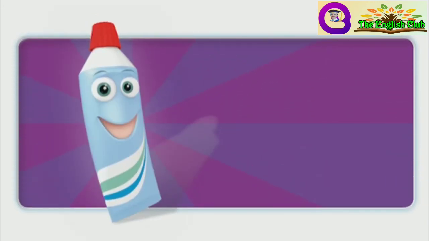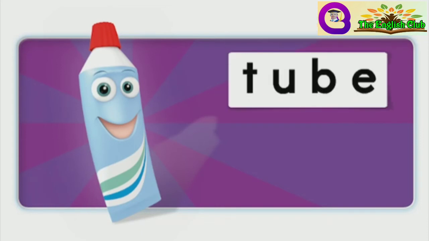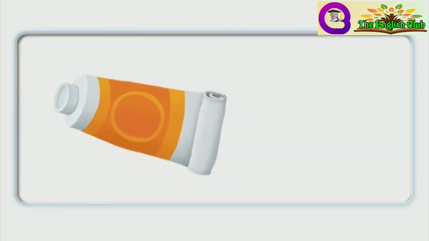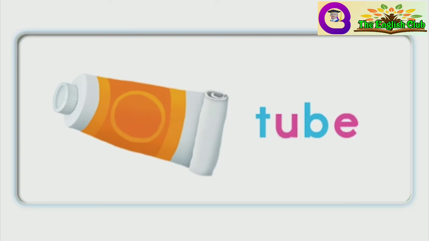This is a tube. What's the middle sound in the word tube? Ooh. That's right. Ooh. T. Ooh. B. Tube.